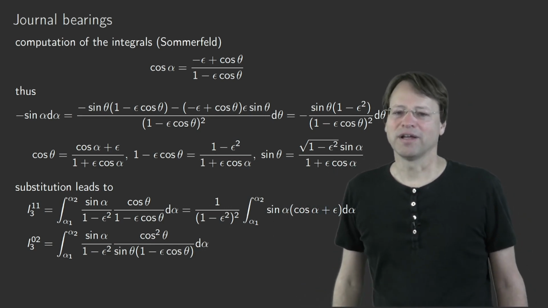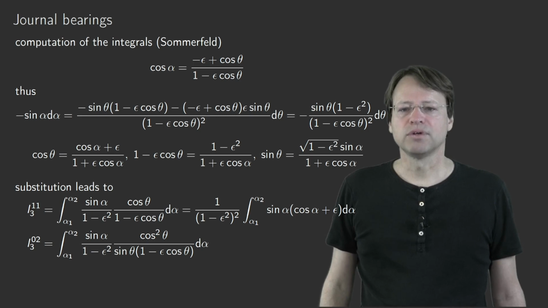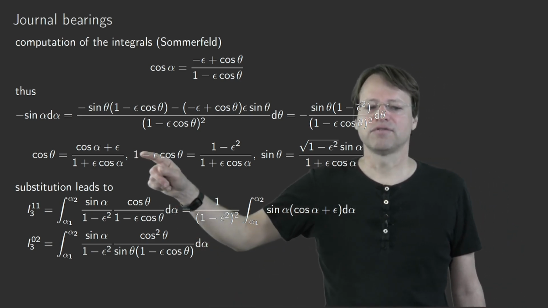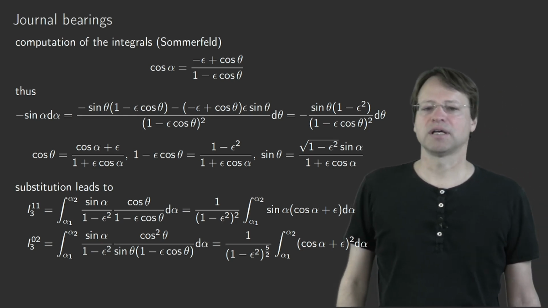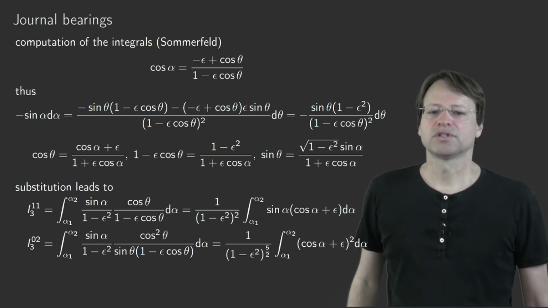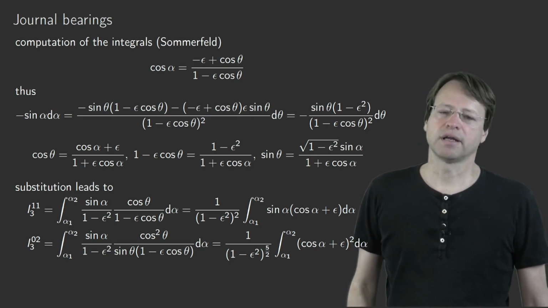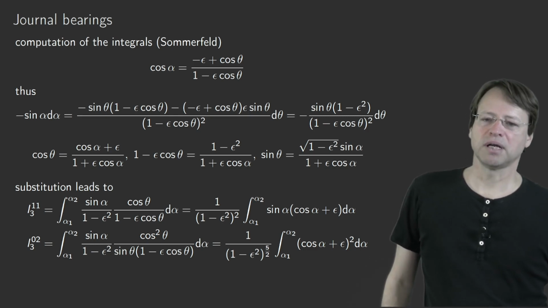Okay, how about the numerator? Well, for the numerator, we just have the cosine alpha plus epsilon squared, and that's the result. 1 divided by 1 minus epsilon squared to the power 5 divided by 2, and cosine alpha plus epsilon squared. And also this integral is then easy to solve by partial integration.